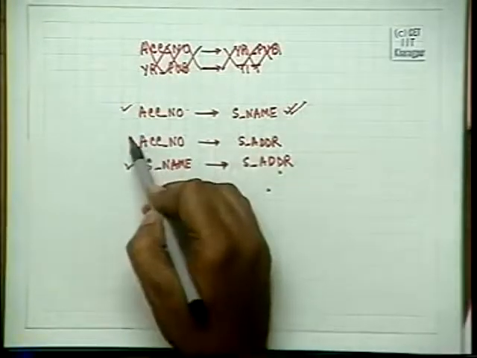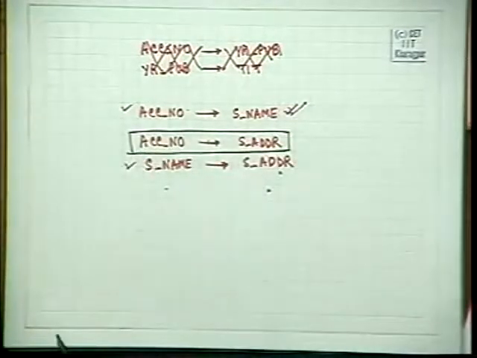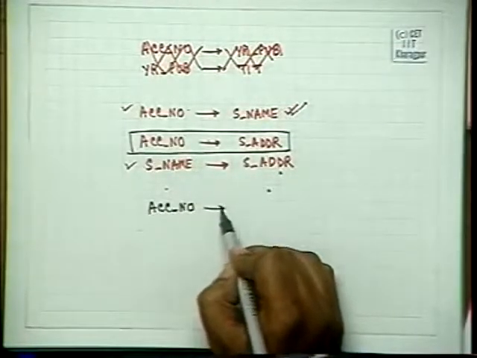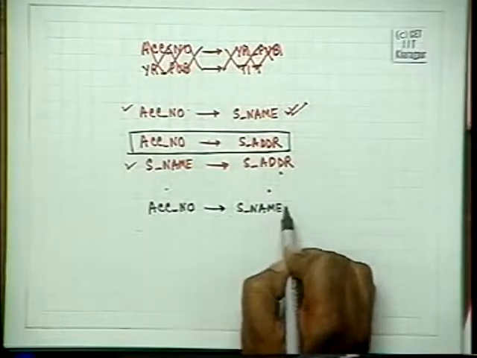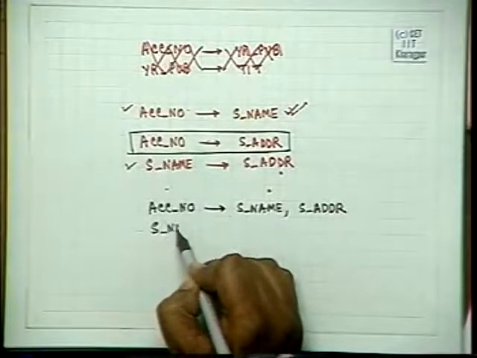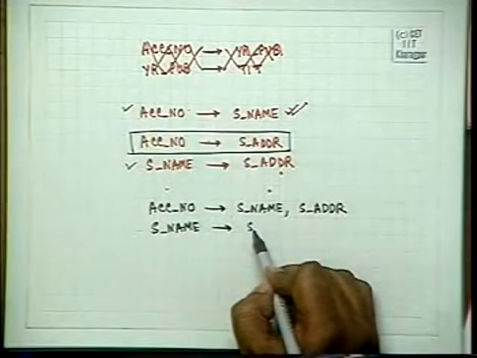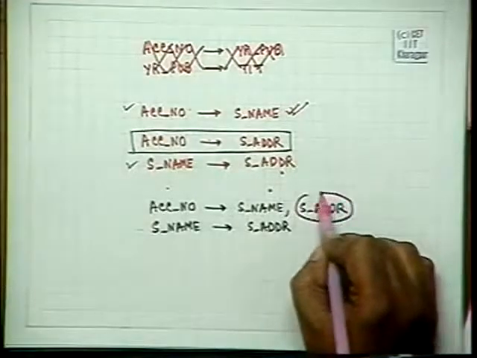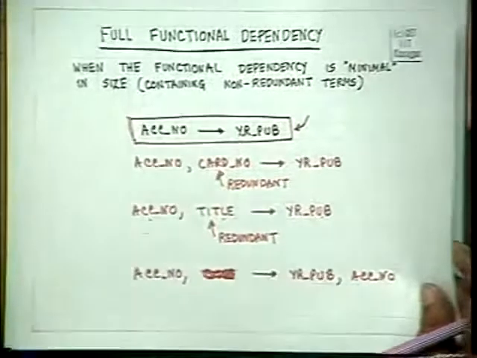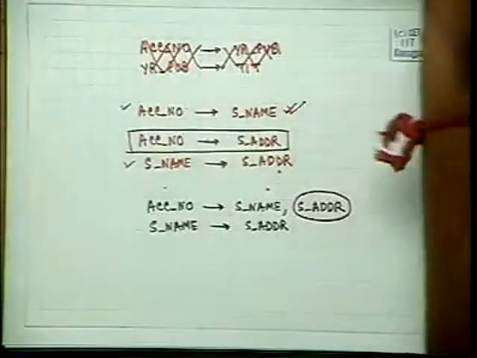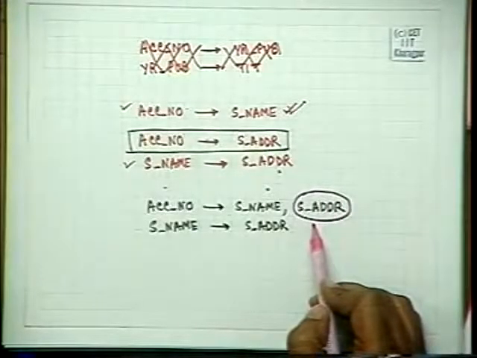then this is redundant. Therefore, accession number, supplier name and supplier address and supplier name with supplier address, in this particular case this one is redundant. So, we had an example before here where on the left hand side something was redundant. Now, we have an example here where something on the right hand side is redundant.